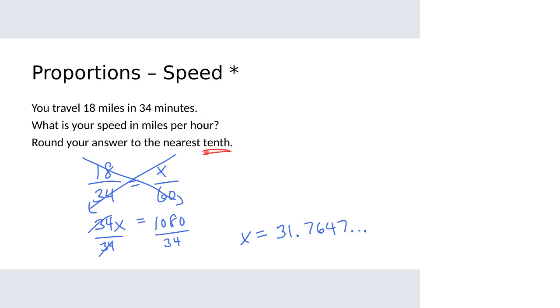We're supposed to round to the nearest tenth, so we'll find the tenths place, look one space to the right. Since that's 5 or bigger, we're going to round this up to 31.8. If this position would have been 4 or lower, we would have rounded down to 31.7. Since it was 5 or bigger, we rounded up.